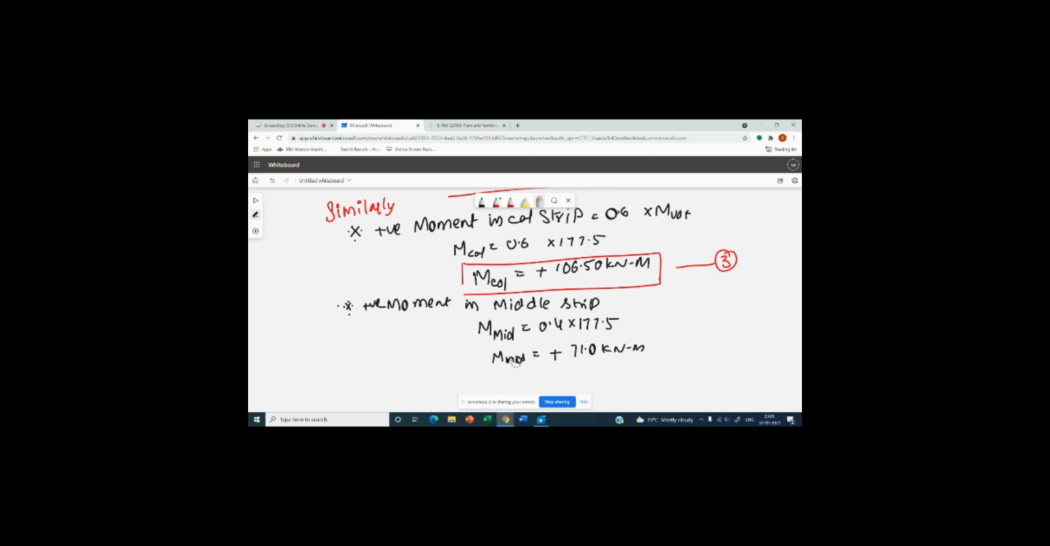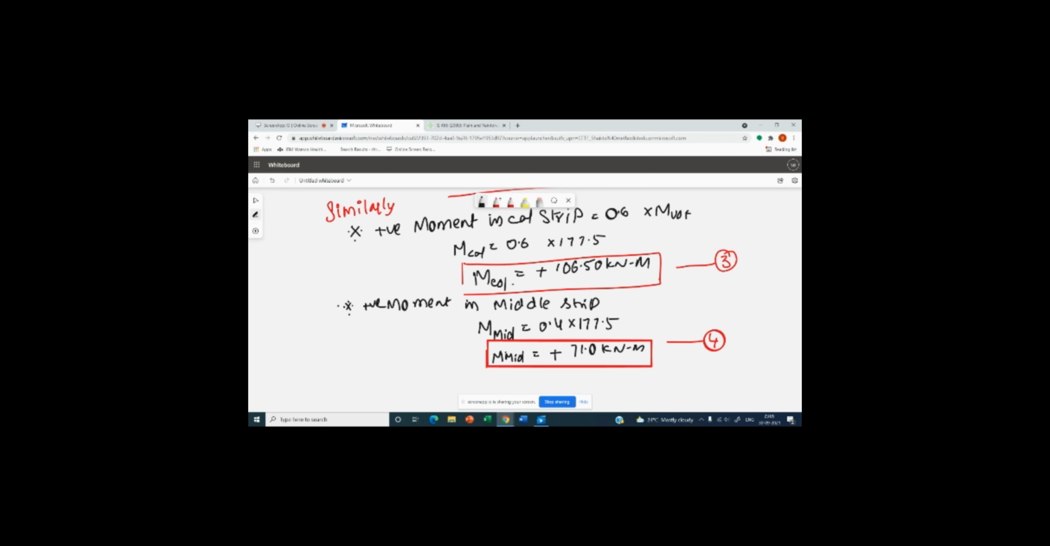Fine. So this is how we have found out the bending moments in each strip. In each strip, middle strip as well as column strip, both negative and positive. So we got a set of 4 bending moments. These 1 to 4 are the above 4 moments that have to be considered for the design. So it will be a concrete design as well as a steel design. Concrete means thickness. Steel means area of steel. So for area of steel, we will be using all the 4 bending moments.